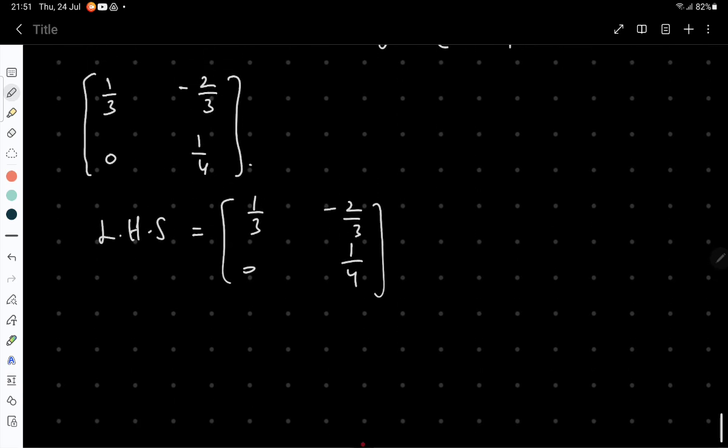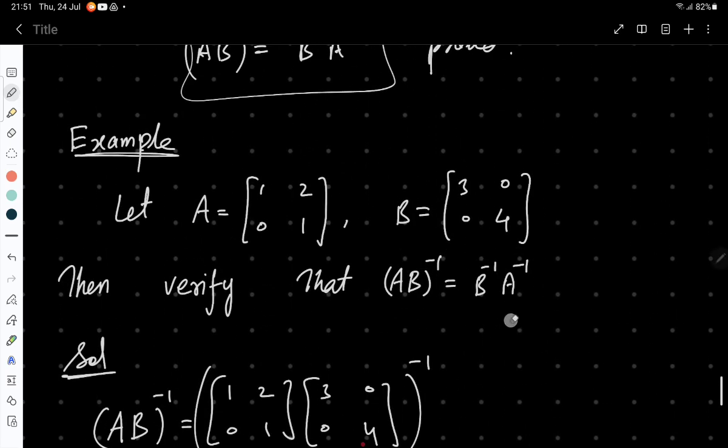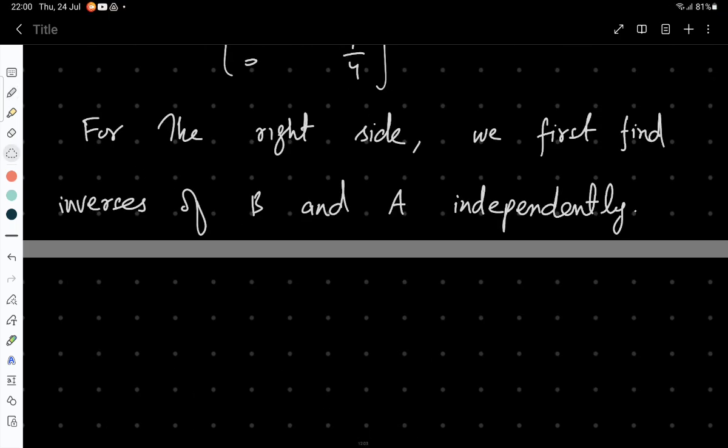Now we will consider the right hand side. In order to find the right hand side, we have this thing which is B inverse, A inverse. So we need the inverse of B and then the inverse of A independently. Now we will compute the right hand side of that equation. In order to compute the right hand side, you can see that we need A inverse and B inverse, because right hand side was B inverse, A inverse. So we need the inverses of both A and B.